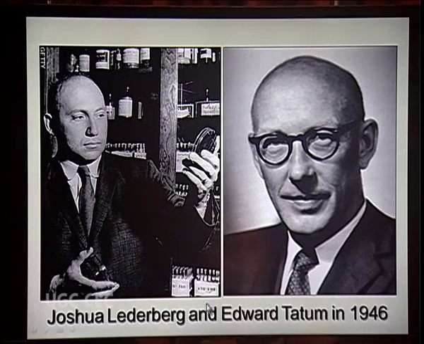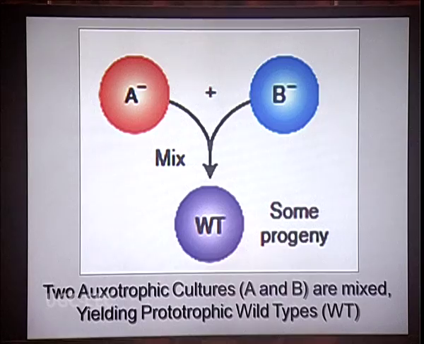So this conjugation event was the discovery of two eminent scientists called Joshua Lederberg and Edward Tatum in the year 1946. They discovered the phenomenon of conjugation while working with two auxotrophic strains, say A- and B-, and when they mixed them together, they got a wild type phenotype. Ma'am, can you please tell me what are auxotrophic cultures?